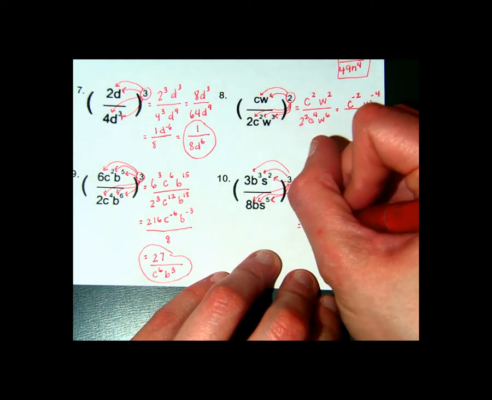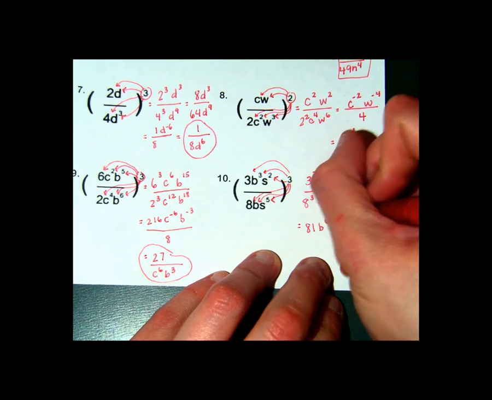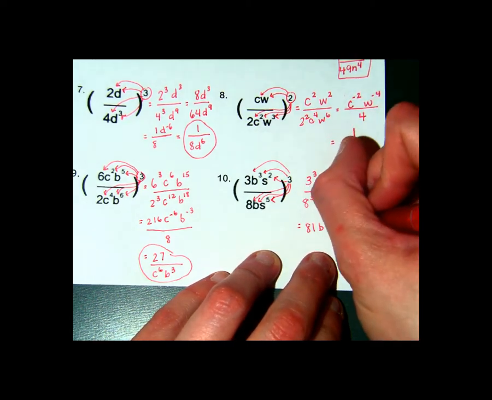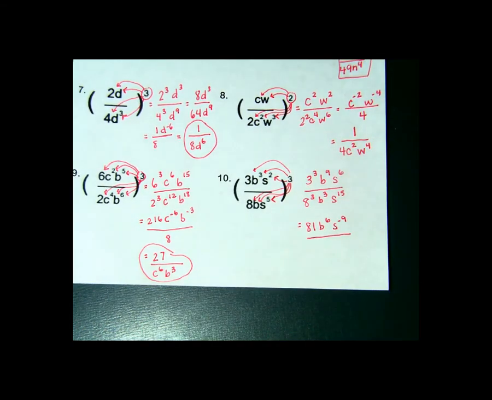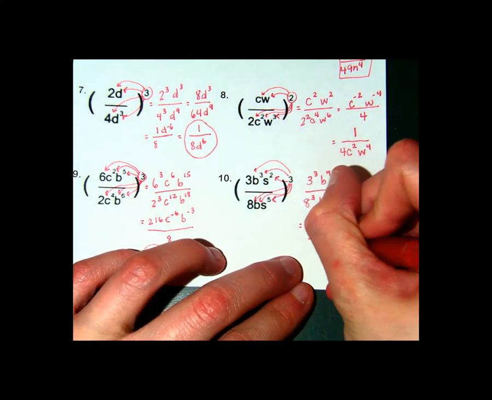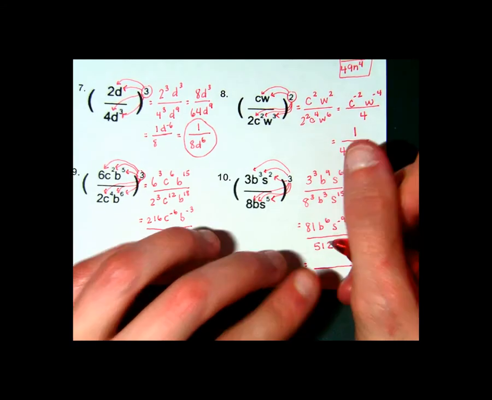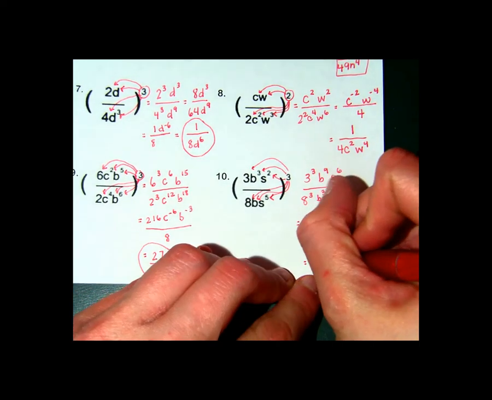Simplify. 3 to the third is 81. 9 minus 3 of our b's is 6. 6 minus 15 is negative 9. 8 to the third power is 512, and we're going to need to make sure those simplify or not. We'll look in just a moment. So let's go ahead and do 81 divided by 512. Does not simplify, so 81 and 512 can stay.